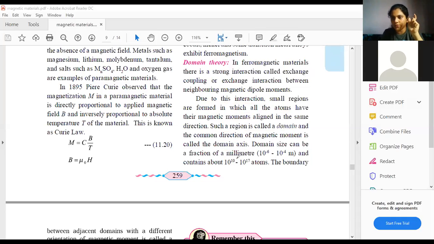What is the size of one domain? Usually, it is from 10 raised to minus 6 to 10 raised to minus 4 meters. And inside one domain, there are about 10 raised to 10 to 10 raised to 17 atoms. So one domain will consist of these many atoms, and all the atoms will have their dipole moments aligned in one particular direction. Okay, fine. I hope you all are understanding this.